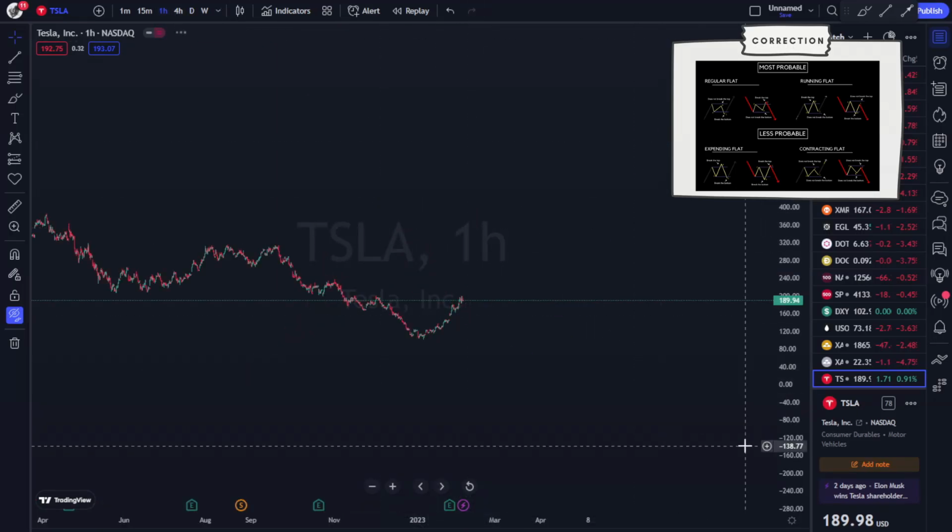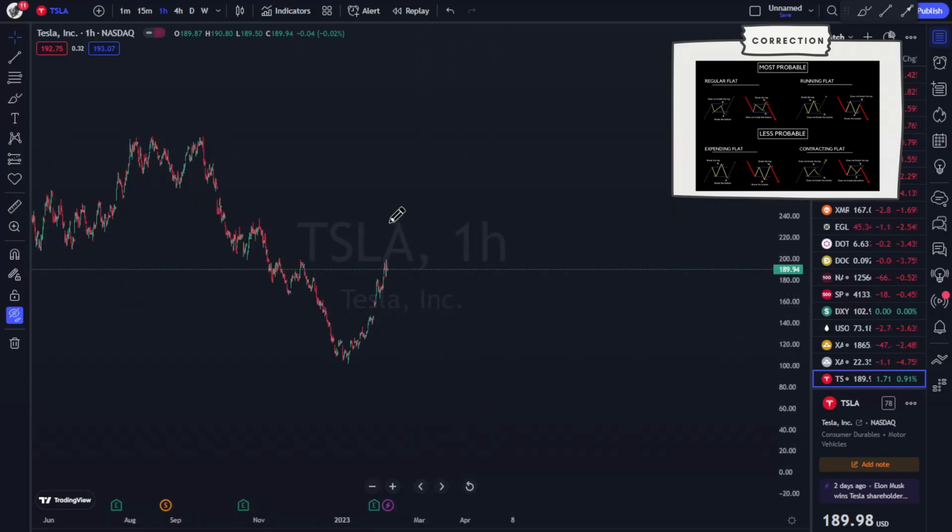Now in the smaller time frame, I'm expecting this small move to correct. This should be giving a small correction before going up. Alright, if it gives a correction, it's a perfect opportunity to buy some Tesla.